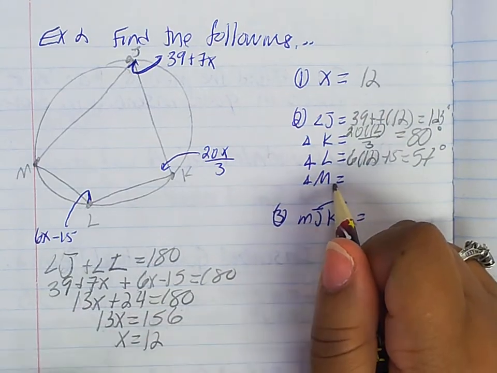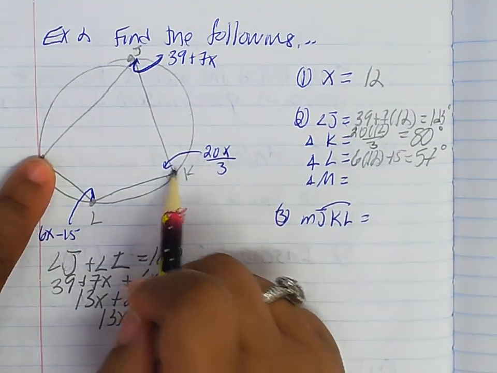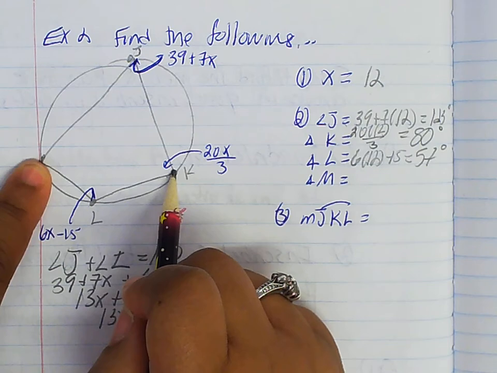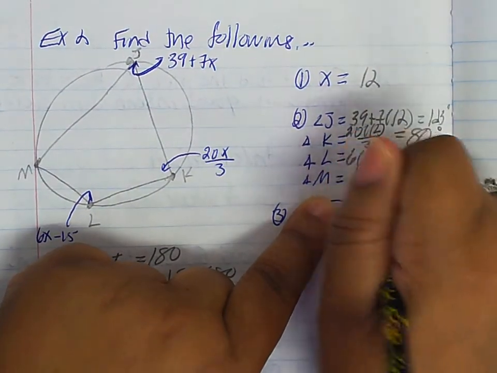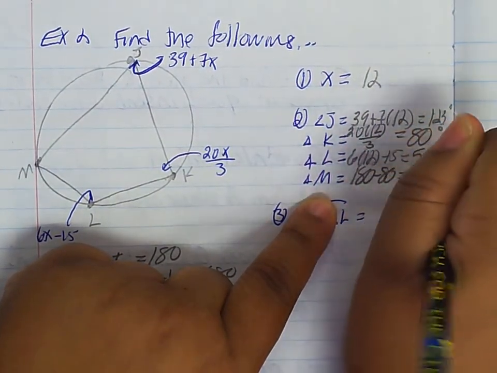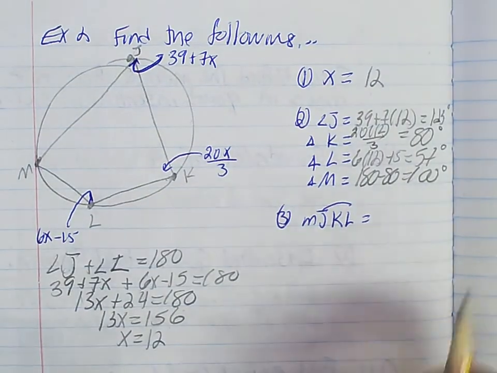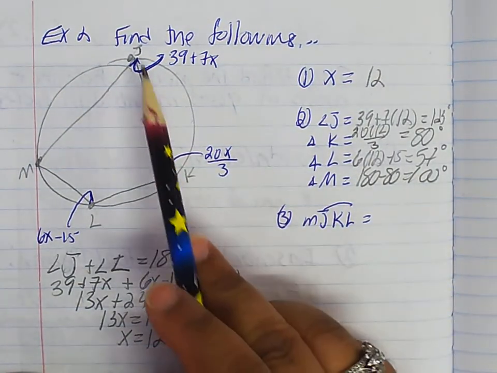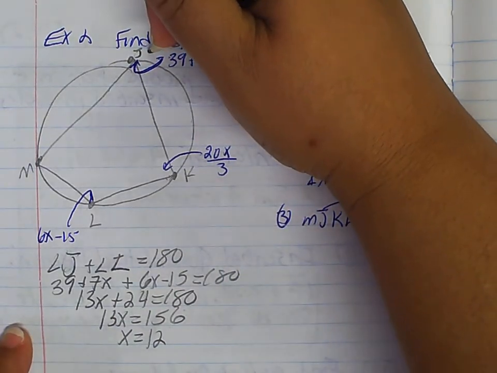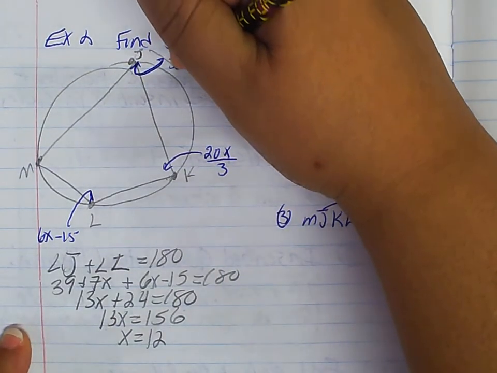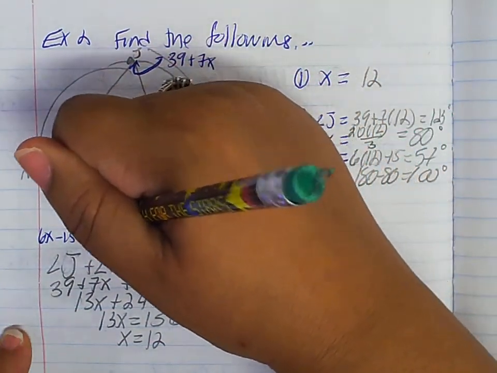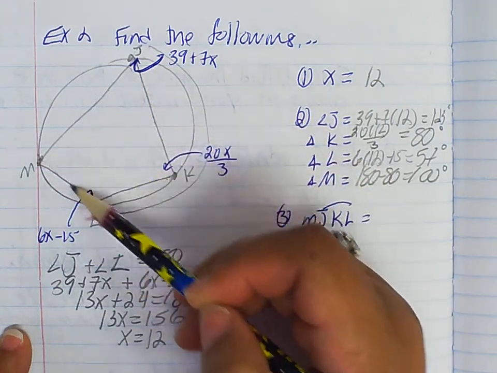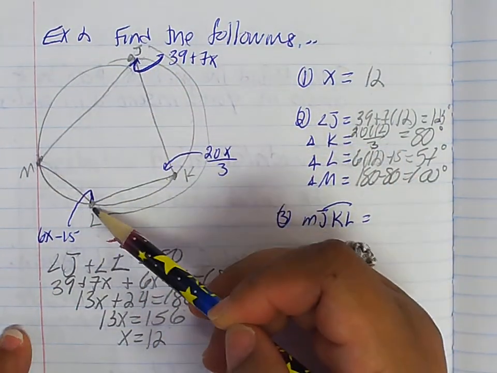And then to get M, these two add up to 180. I know that angle K is 80, so I can just do 180 minus 80, which gives me 100. Now let's find this arc. The arc is J, K, L, so I'm following the direction it's saying. It's this one right here, and I can see this arc comes from this inscribed angle right here, which is angle M.